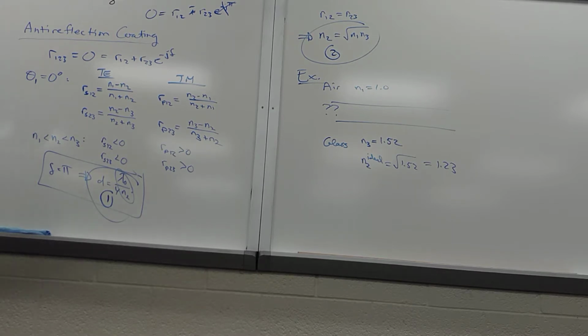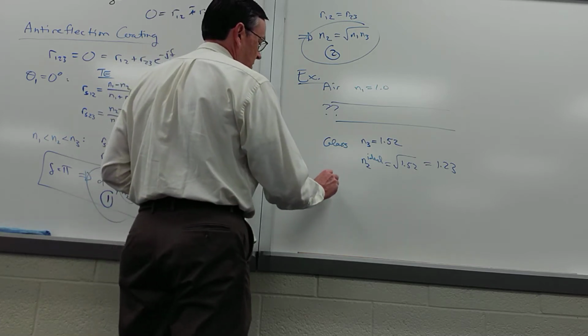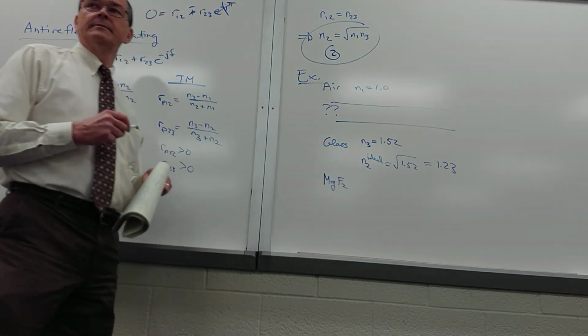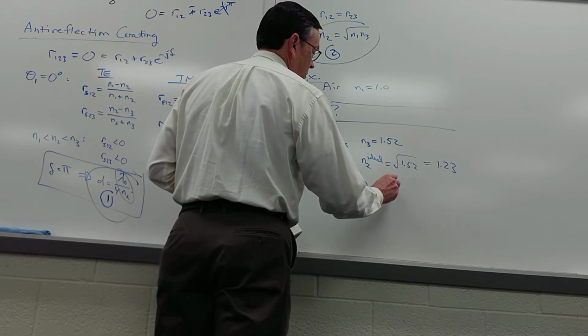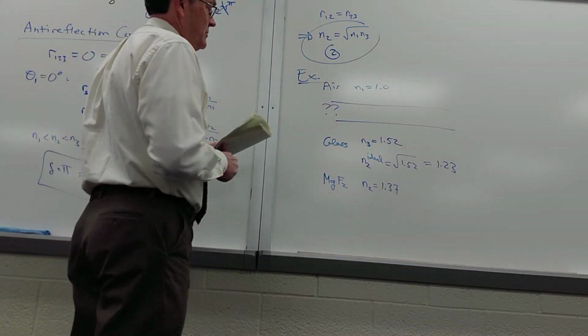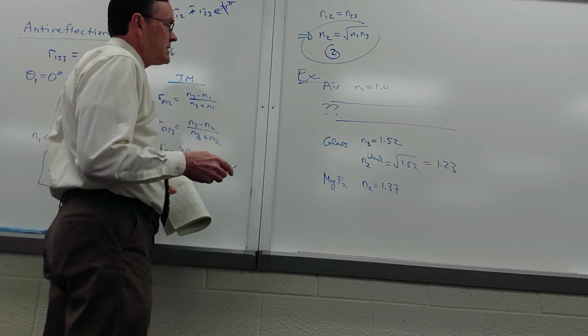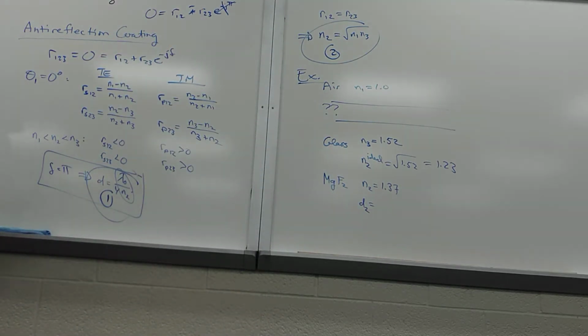So we look around and we find, well, the lowest refractive index material we can stick on a piece of glass is magnesium fluoride. And magnesium fluoride has a refractive index of 1.37. So that's not really that close to 1.23. So, you know, how good can we do? Well, the first thing is we need to choose the thickness for the film. And what thickness should we choose? Depends on our wavelength that you care about. Okay, so we have some wavelength, whatever it is.